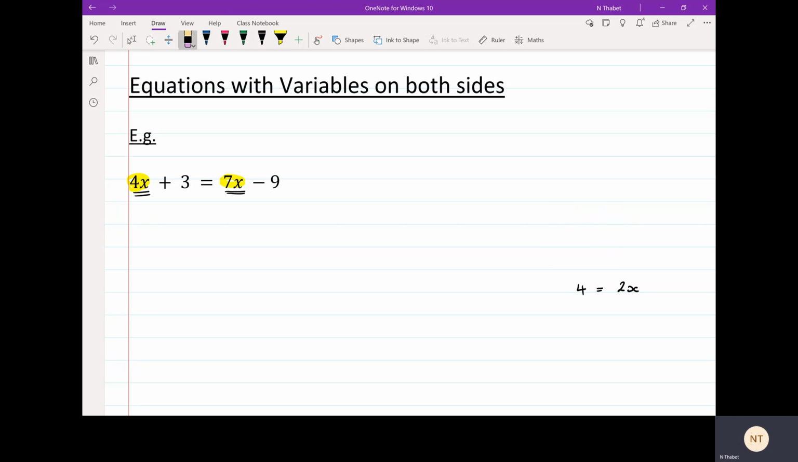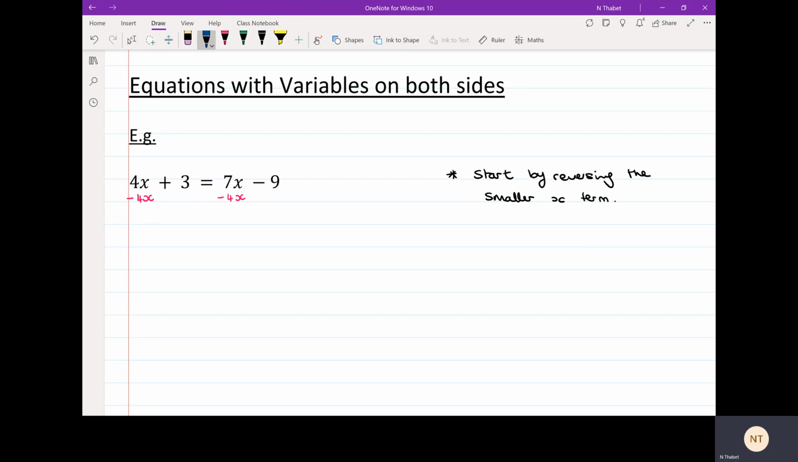Now, my advice would always be to start by reversing the smaller x, or the smaller x term. So the smaller x term is 4x. 4x is smaller than 7x. And I'm going to reverse the 4x because it's a positive 4x by subtraction. So I'm going to take away 4x from here, and I'm going to take away 4x from there as well.